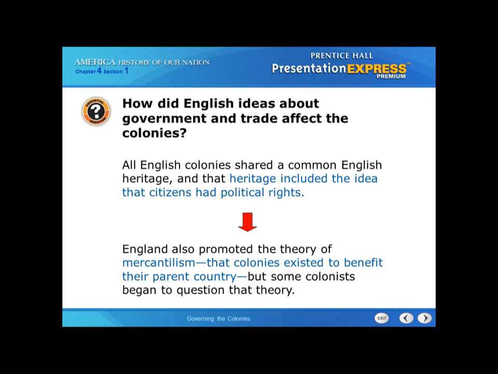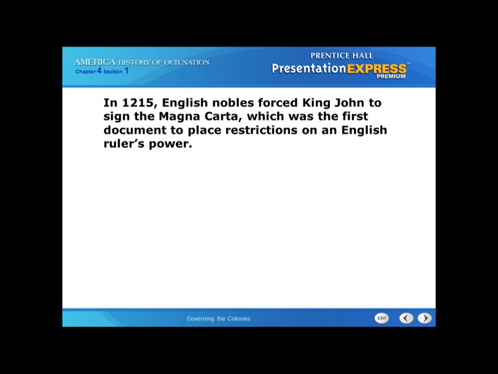Again, the colonies existed for England. That's why England created the colonies in the first place. But as time went on, people began to question that due to the amount of money that was going back and forth, and more money was going to England and not the colonies.